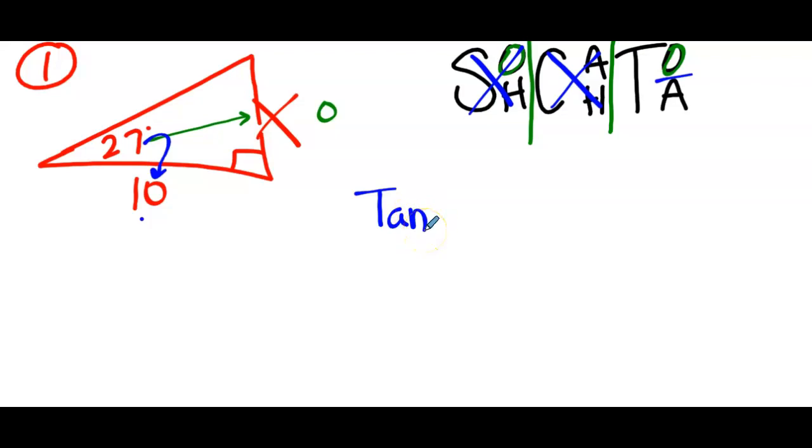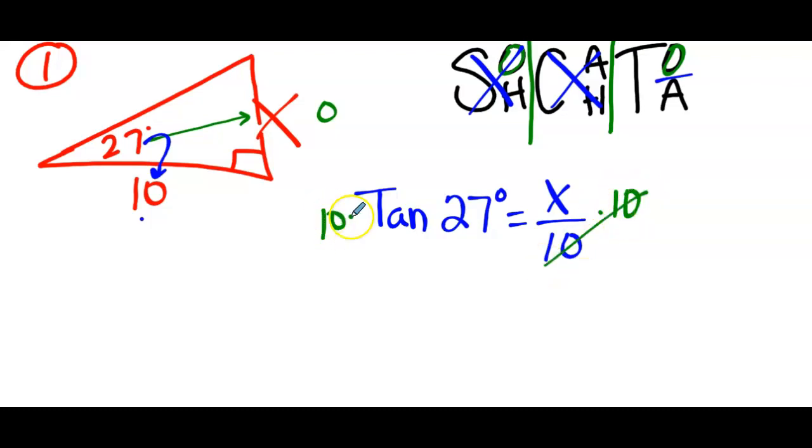So I've got tangent. My degree or my angle goes here. So 27 degrees. And that is going to be equal to, well, I don't know what my opposite is. That's my x over my 10. So this is written as a fraction. Okay? So now how do I solve this? Well, I have to solve for x. But my 10's over with my x. So what do I have to do to undo this 10? Well, I have to multiply both sides by 10. That'll cancel here. And this will go here.